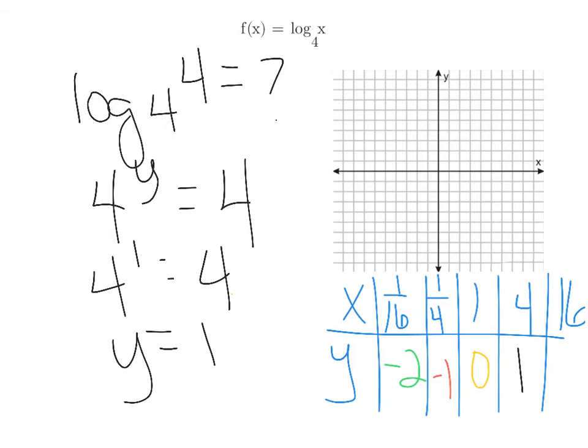Note, whenever you have a base and an argument that are equal to each other in a logarithm, it is always equal to 1. So log base b of b is equal to 1 for any logarithm.